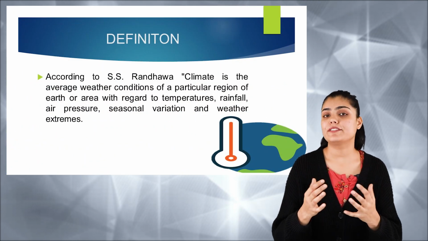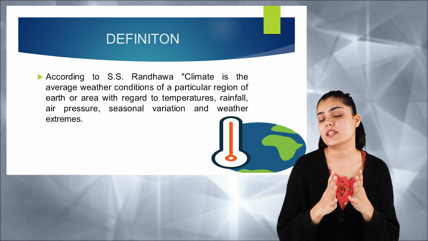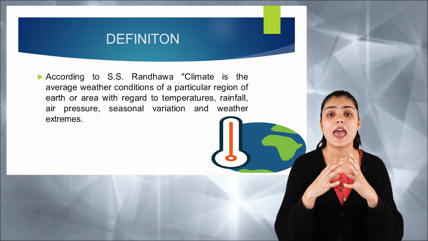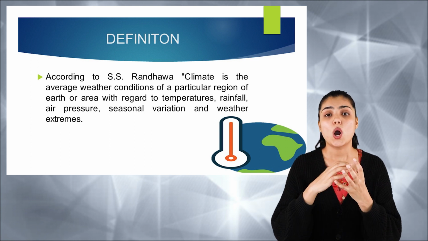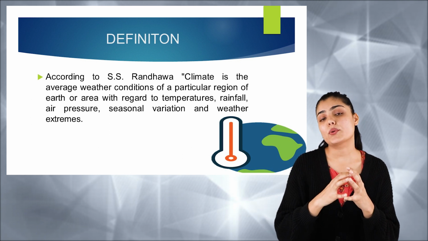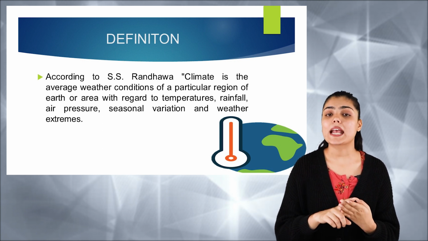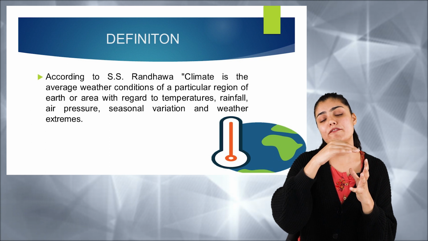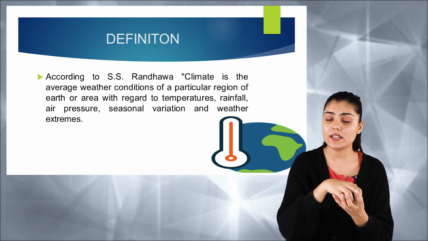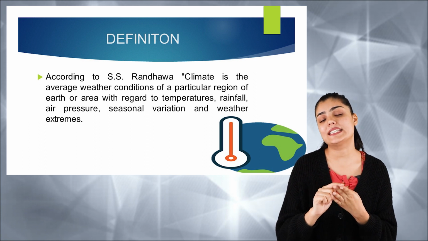Moving on, let us see the definition of climate. The definition that we are going to study is given by S.S. Randhawa, and he says that climate is defined as the average weather condition of a particular region of the earth or an area with regard to temperature, rainfall, seasonal variation, air pressure, and weather extremes. Climate is the average weather condition of a particular region on earth. It is with regard to the rainfall, the air pressure, temperature, and seasonal variation.